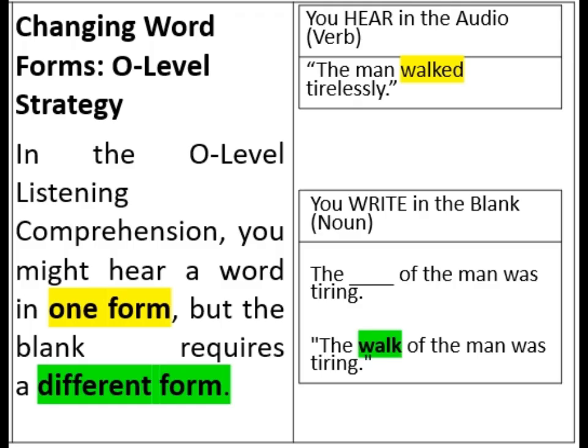Changing word forms. O-Level strategy. In the O-Level listening comprehension, you might hear a word in one form, but the blank requires a different form. For example, you hear in the audio a verb: the man walked tirelessly, but you write in the blank a noun: the walk of the man was tiring.